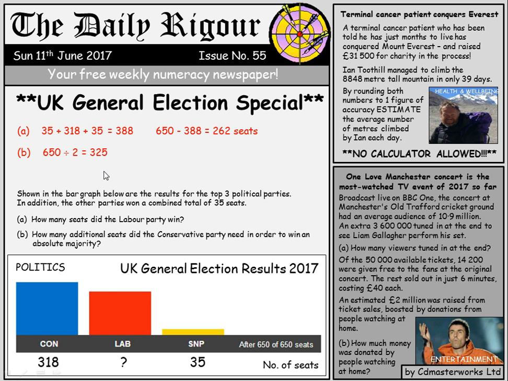But if the Conservatives got 325 seats, then theoretically another party could get 325 seats and draw with them. So they needed 326 seats to win an absolute majority. They only won 318, so to find the extra they would have needed, we just take these numbers away from each other. So 8 additional seats were required, so that was quite close, I think. Anyway, that's a wee bit about the general election.